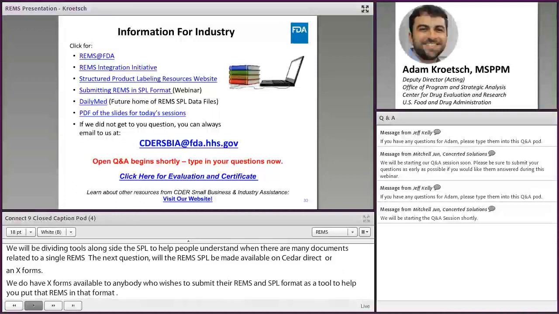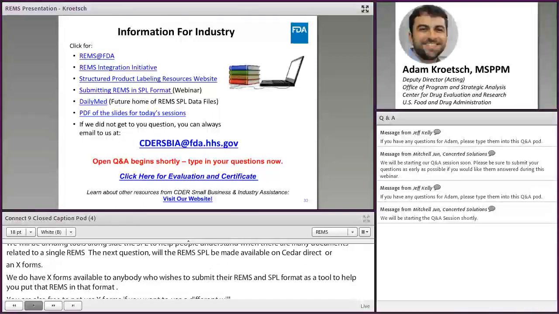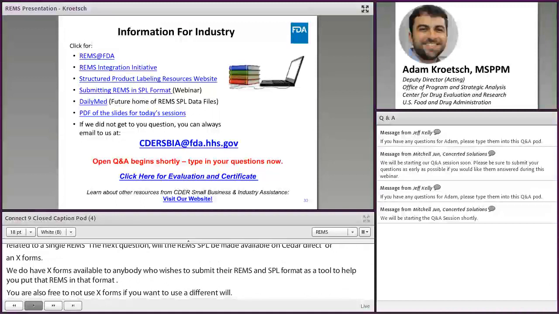Next question. Will the FDA be making communication plan REMS available in SPL? And as I mentioned before, that is going to be in SPL as well. You will not get the same summaries that you have for REMS with elements to assure safe use.